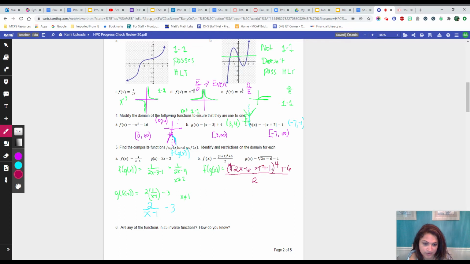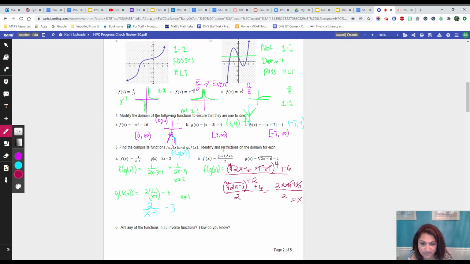Okay, so the negative 1, positive 1 cancels. So I'm going to get the 4th root of 2x minus 6 to the 4th, and then plus 6 over 2, which equals 2x minus 6 plus 6 over 2. Now I cancel those 6's out, and I get 2x over 2, which equals x. All right, this one's kind of long.